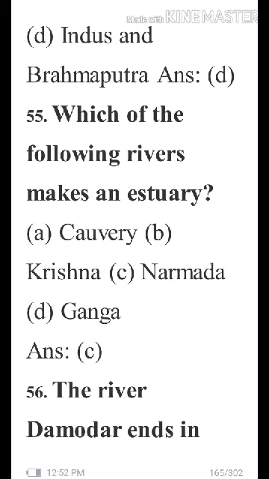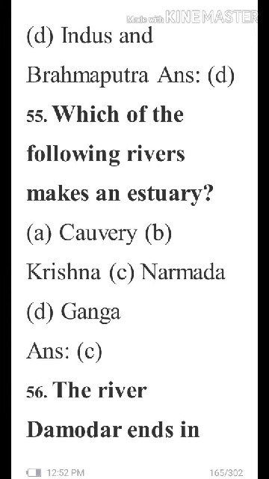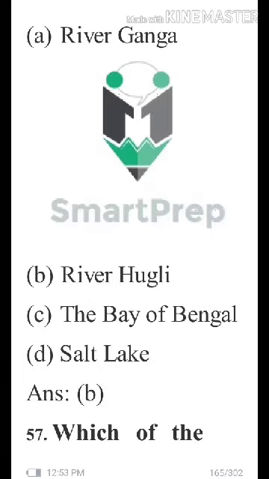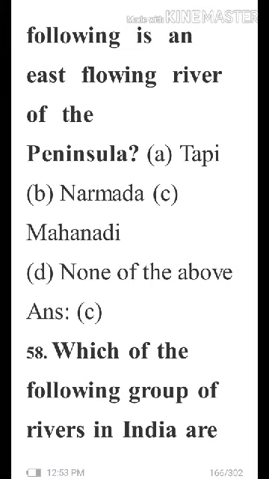Next question. The river Damodar ends in river Hugli. Okay, Damodar river ends at the Hugli river. Which of the following is an east flowing river of the peninsula? Mahanadi. Tapi, Narmada, these all flow west. Only Mahanadi flows east.